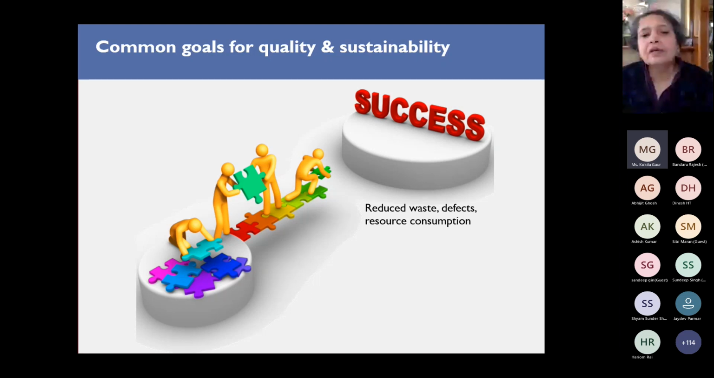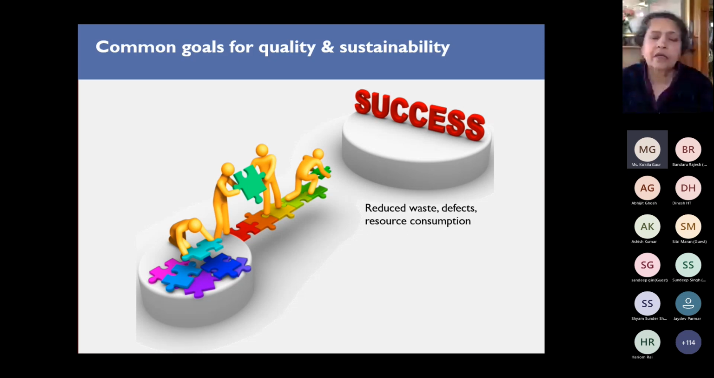So if we look at common goals for quality and sustainability, it is around reducing waste, reducing defects, because a defective product is also waste in the system. We are also looking at reducing resource consumption, which is a very important tenet in the sustainability domain. In the process of reducing resource consumption, we are benefiting the environment, because we are reducing the change in the natural situation.